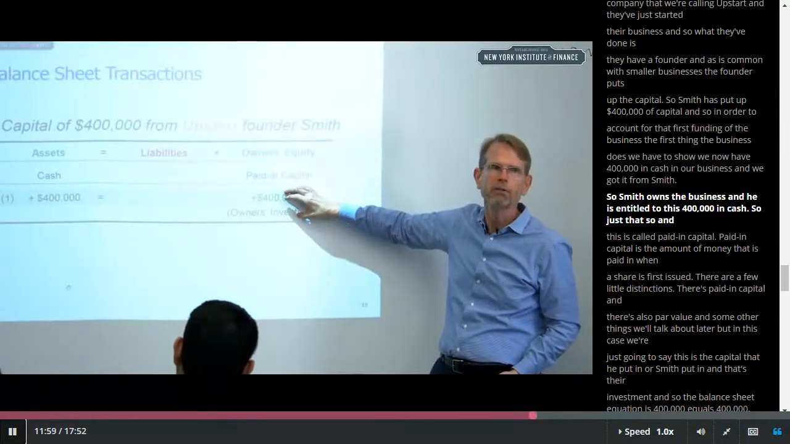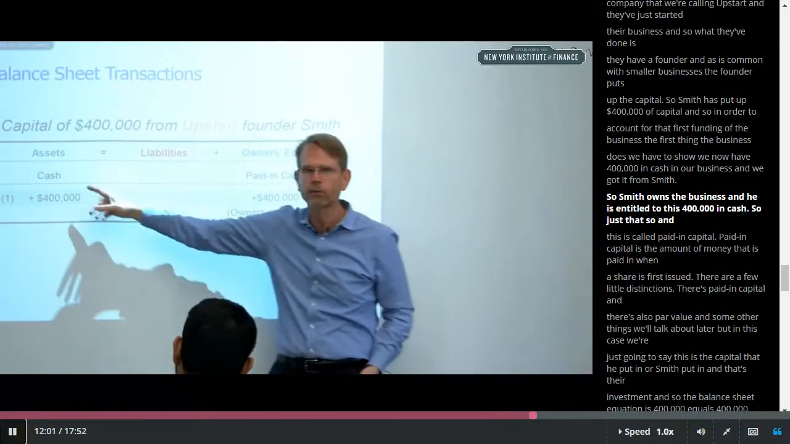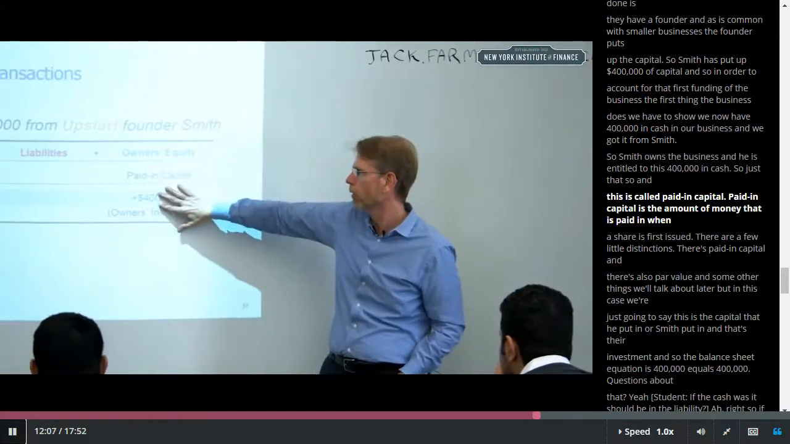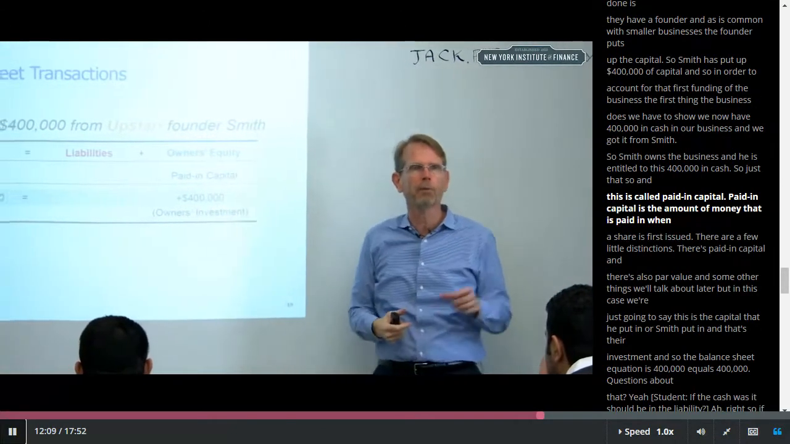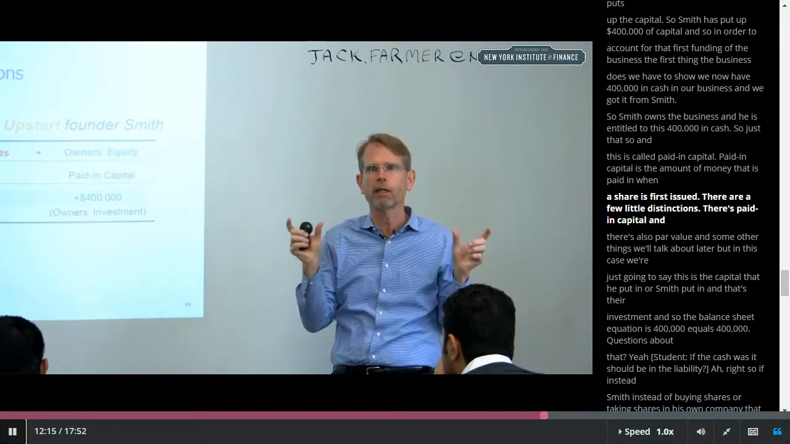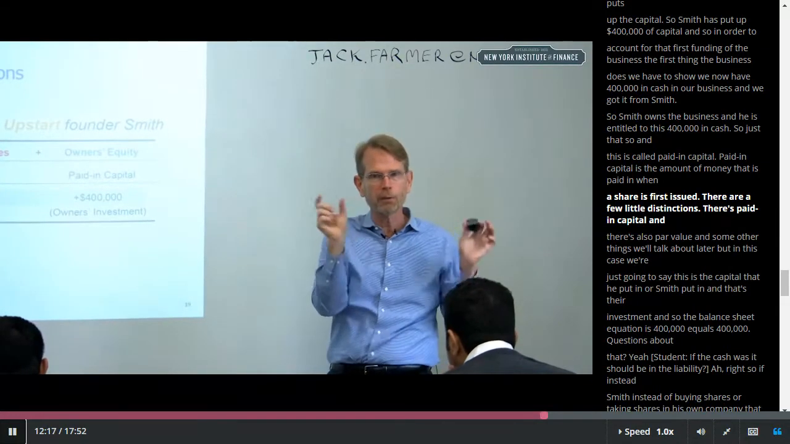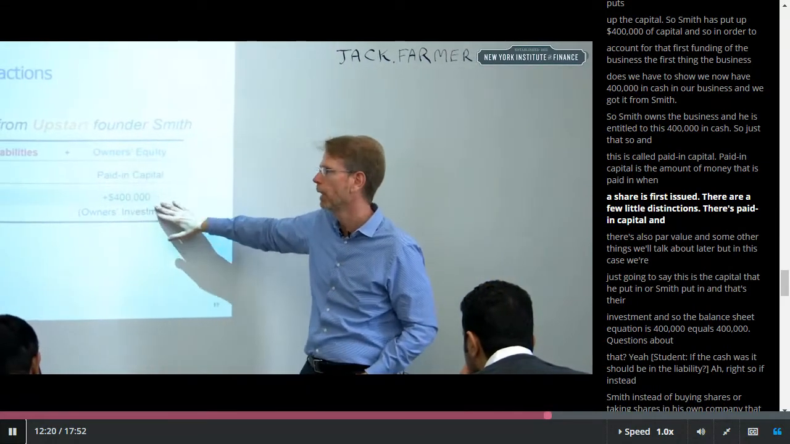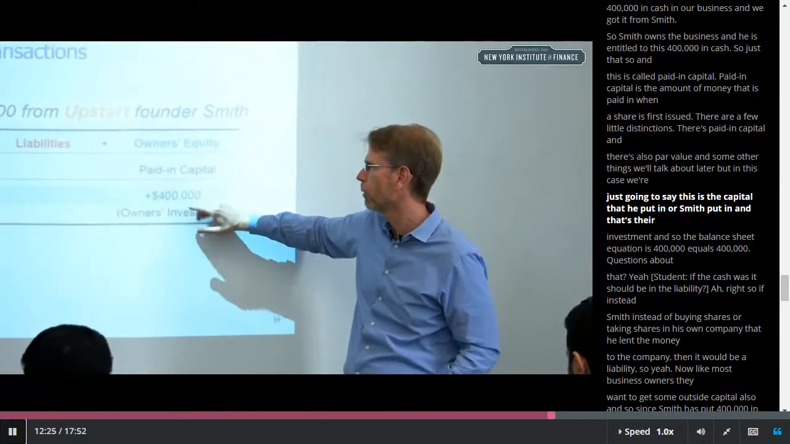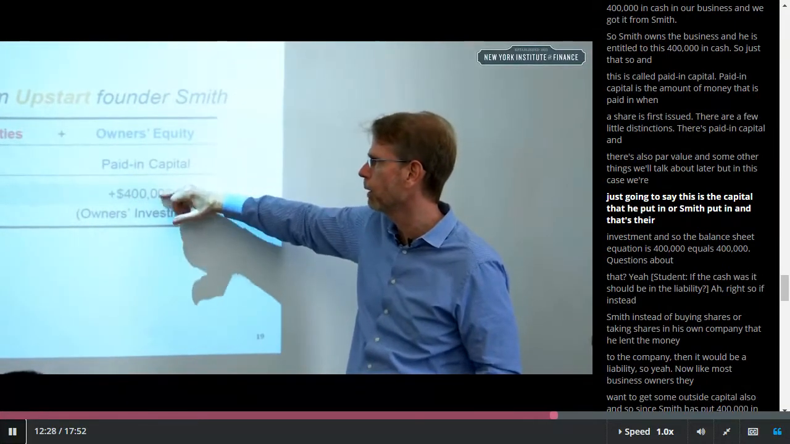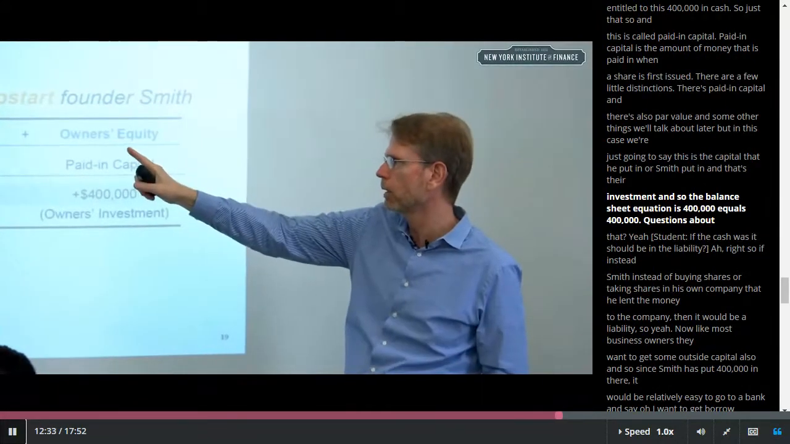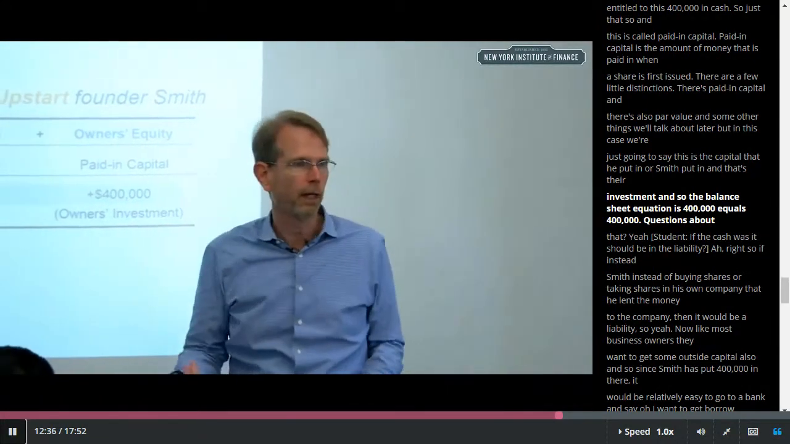So Smith owns the business, and he is entitled to this $400,000 in cash. This is called paid-in capital. Paid-in capital is the amount of money that is paid in when a share is first issued. There are a few little distinctions. There's paid-in capital, and there's also par value and some other things we'll talk about later. But in this case, we're just going to say this is the capital that Smith put in, and that's their investment. And so the balance sheet equation is 400,000 equals 400,000.